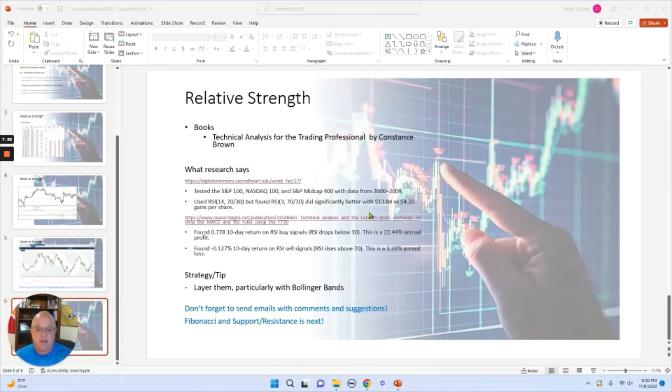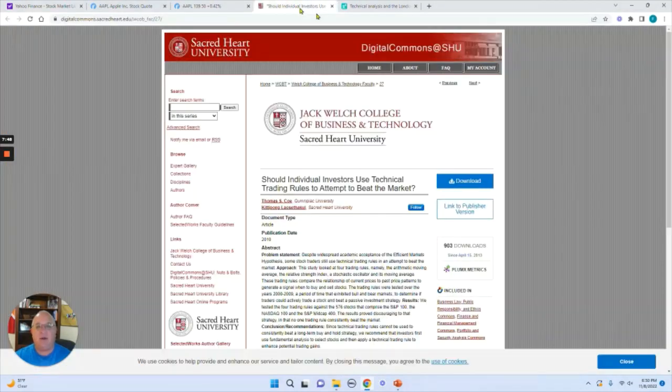From a research standpoint, I pulled up two papers, one of them from Sacred Heart here, one of them from ResearchGate. And if we go over there and take a look at it, you can see the one here from Sacred Heart. And it actually shows you that should individual investors use technical trading rules to attempt to beat the market? Quinnipiac is actually a pretty good university up there as well. It's a 2010 study. Despite widespread academic acceptance of efficient markets, some stock traders still use technical analysis, and they're looking at relative strength down here.